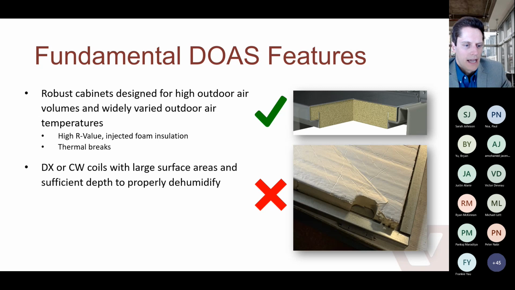And then we want to be able to have our coils, DX or chilled water, whatever's pulling humidity out, sized appropriately. So a package rooftop unit, you're probably looking at a 2-3 row coil maybe. DOAS units, because we're dehumidifying, we need to have proper surface areas and proper coil depths, 4 or 6 rows probably, to ensure that we are dehumidifying that air.